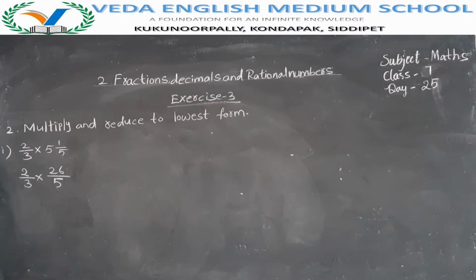When there is no possibility, what should we do? Simply multiply the numerators and write the answer, multiply the denominators and write the answer. What are the numerators here? 2 and 26 both are numerators. What are the denominators here? 3 and 5 both are the denominators. Now 2 into 26 by 3 into 5. 26 2s are 2, 6s are 12, 1 becomes carry, 2 2s are 4, 4 plus 1 is 5. 52 by 15.